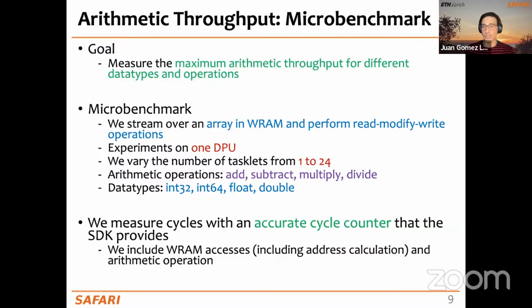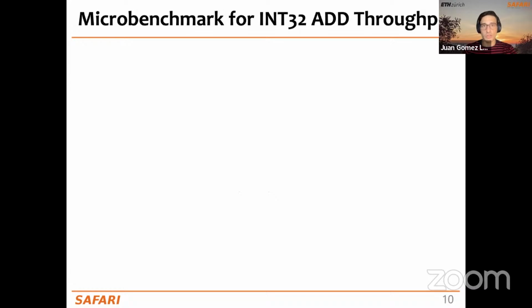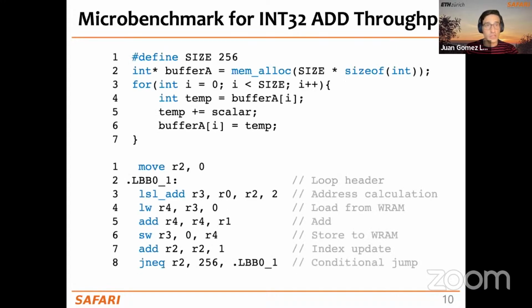We are including the accesses to WRAM in our measurements. So let's take a look at this example microbenchmark. In particular, this one is for addition of 32-bit integers. And as you can see, at the top of the slide is the C-based code. This is the high-level language code that we write. As you can see, it's pretty simple.